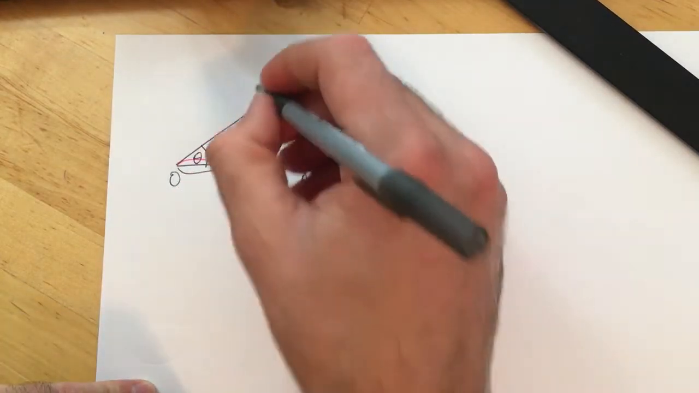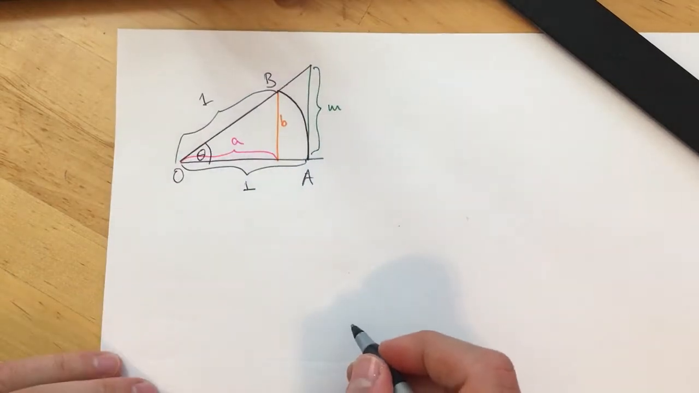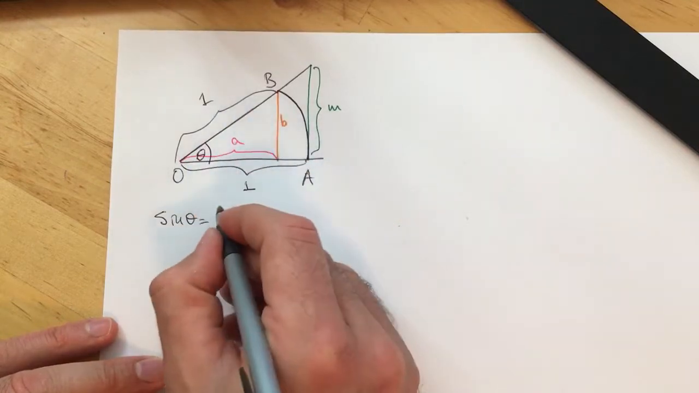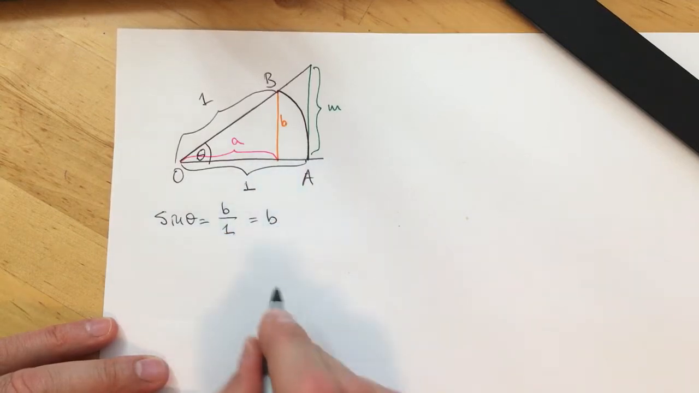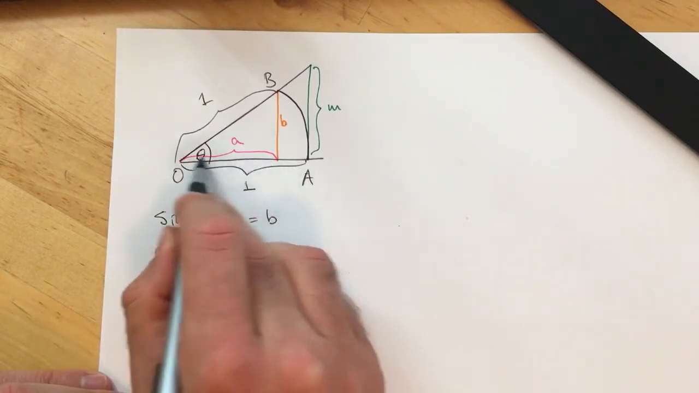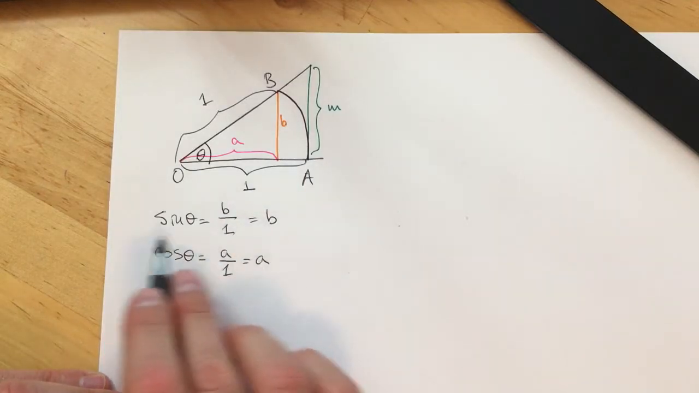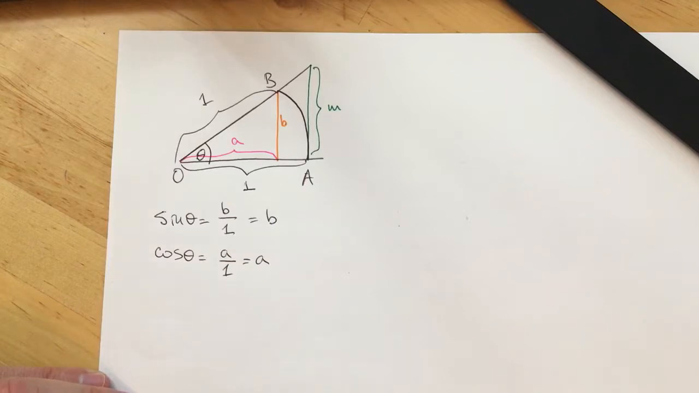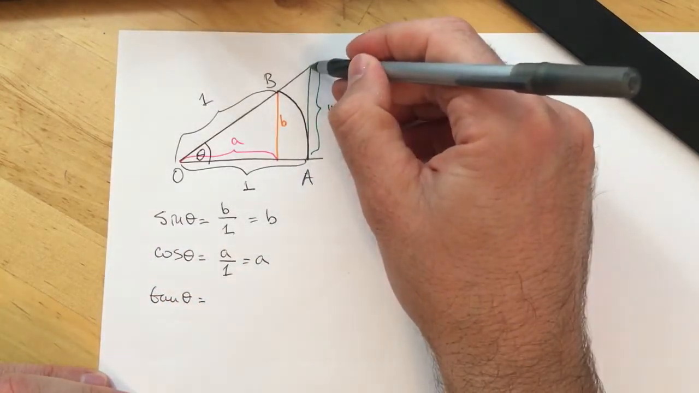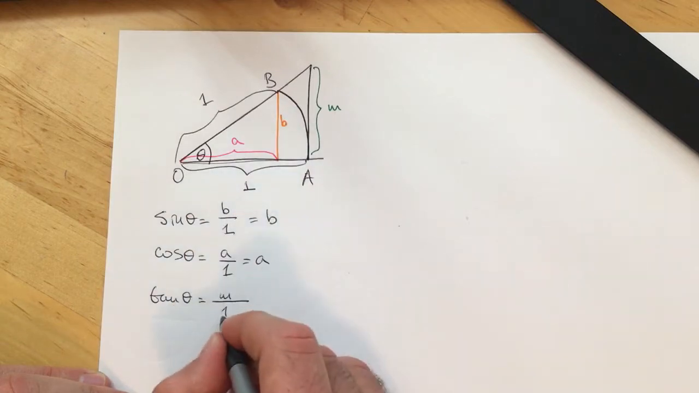Well, what did we say? This is 1 because it's the radius of a unit circle. Sine of theta is opposite over hypotenuse, that's B over 1, which means it's only B. So B is equal to sine of theta. Similarly, cosine of theta is the adjacent over the hypotenuse, so that's A over 1, or simply A. So A is cosine of theta and B is sine of theta in a unit circle. Finally, the value of M: tangent of theta is equal to the opposite, M, over the adjacent, and the adjacent is 1, so that's equal to M.